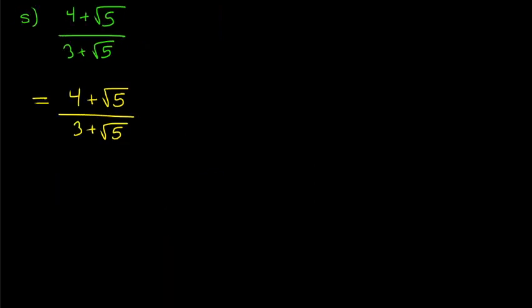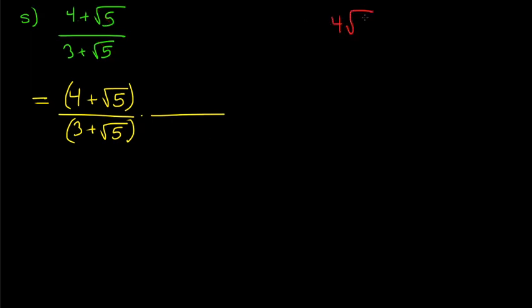Okay, part S, 4 plus square root of 5 over 3 plus square root of 5. So very similar to the previous problem. First of all, I hope you don't make the mistake of canceling the square root of 5s. This is not 4 over 3. Please don't do that. You can only cancel factors. You can cancel things you're multiplying, not adding or subtracting.